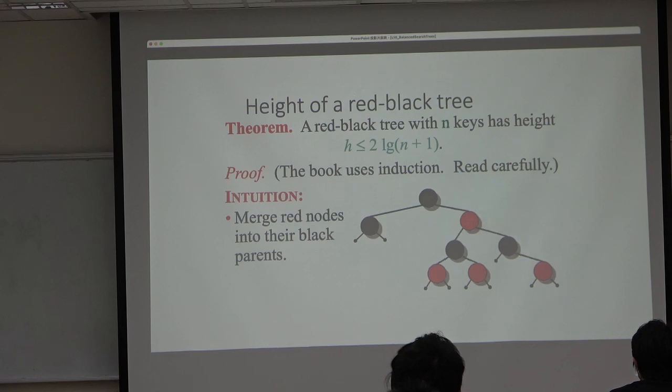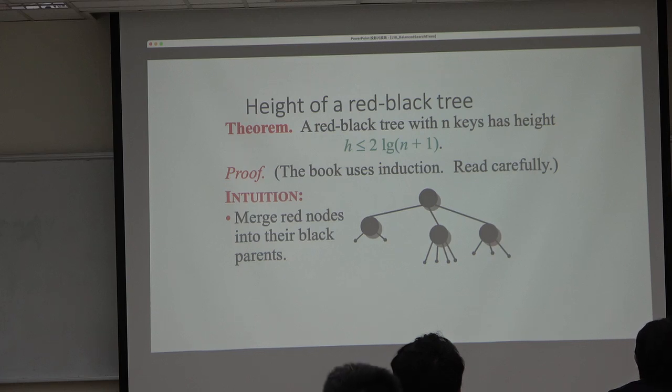So what happens? It becomes like this, right? Of course, after this merge, each node may have more than two children. For example, the root has 3 children, and this node has 4 children, and so on.